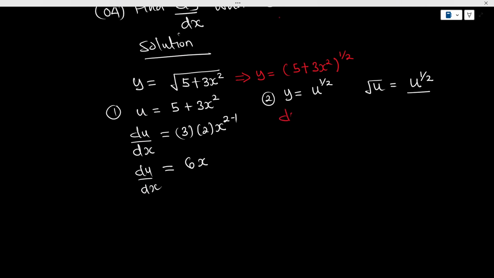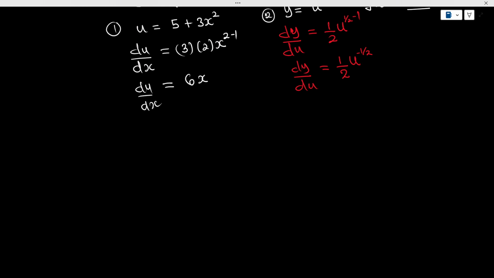On the other hand, we have dy/du equals 1/2 u power 1/2 minus 1, so dy over du should equal 1/2 u negative 1/2.